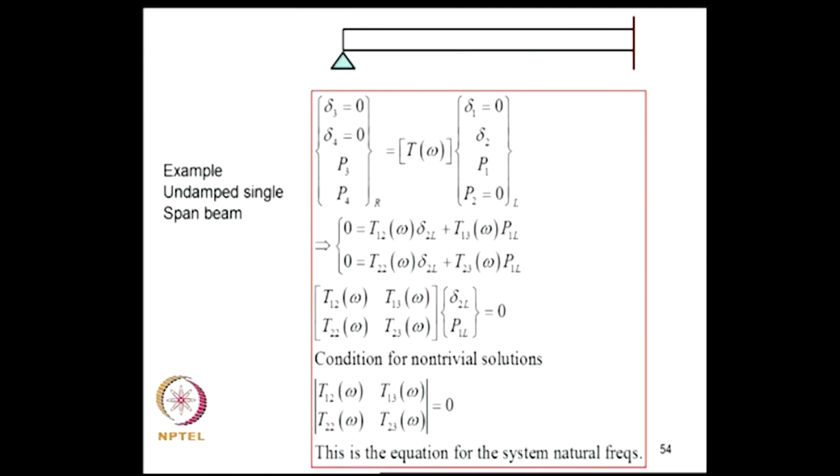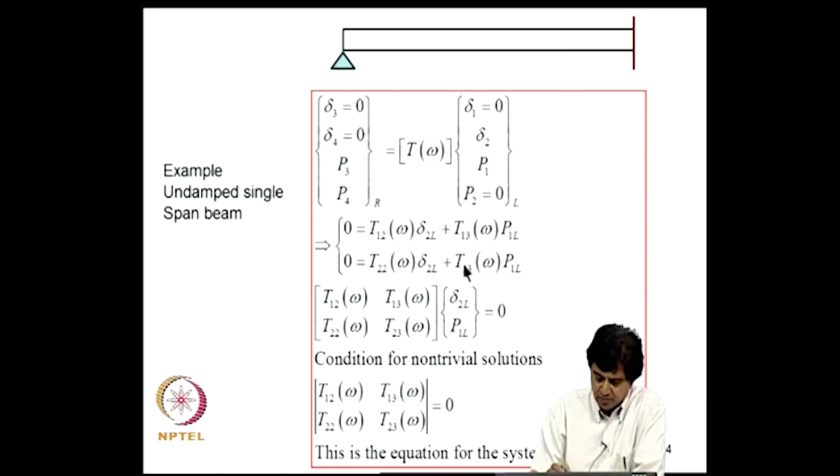Now a simple example: we can start with a study of an undamped single span beam. So this is the beam. You look now at the left side: delta 1, which is translation, is 0; delta 2, which is the slope, is non-zero and unknown; P1, which is the shear force, is unknown; P2 equal to 0, which is the bending moment. At x equal to L, translation and slope are 0, but there is bending moment and shear force. If a system is vibrating harmonically, this will be the equation. It may do so under free vibration conditions, under some initial conditions. Now we expand this and we get this equation.